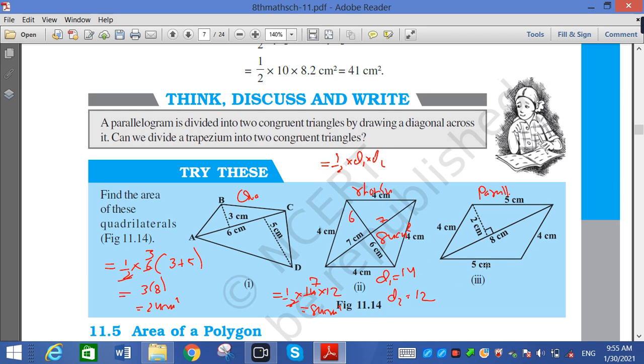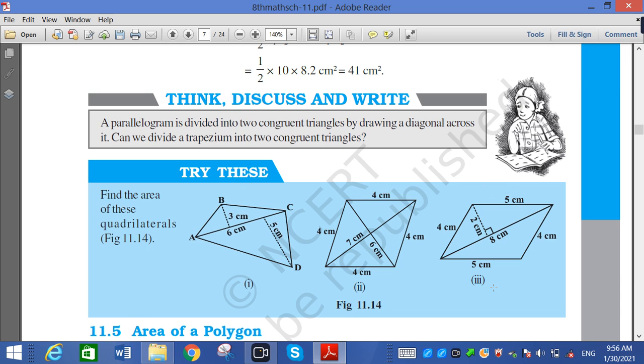Here, parallelogram. Parallelogram means what? Twice a triangle. Twice the area of triangle, because both are the same. So 2 into area of triangle. Area of triangle we know, half into base into height. So 2 cancels. So 16 centimeter square. So here we have got the answer, 16 centimeter square. So that way we have completed different figures.